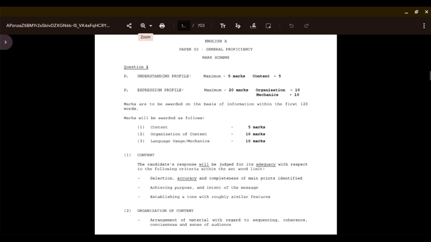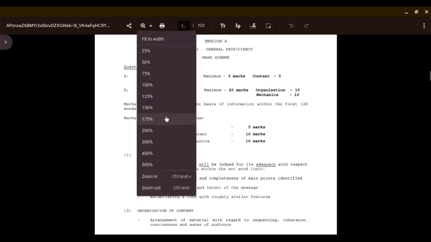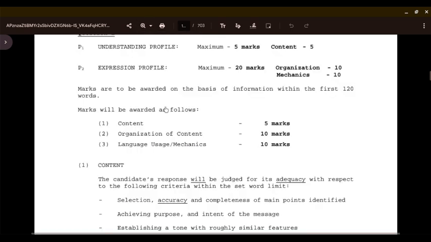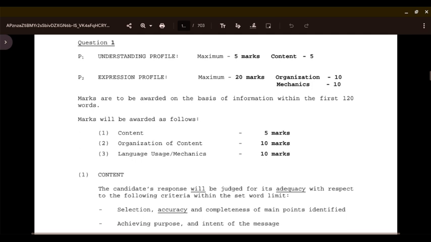The first question is going to be summary, and summary is marked based on the understanding profile and the expression profile. So it's actually marked on both those profiles. As you can see, I'm just zooming in, you get 5 marks for that understanding, that's 5 content marks. And for the expression profile, it's a maximum of 20 marks, which is further subdivided into organization and mechanics.